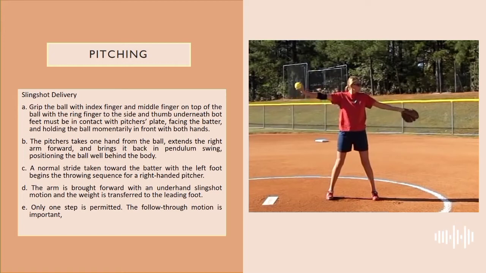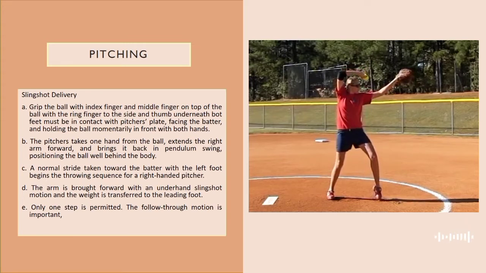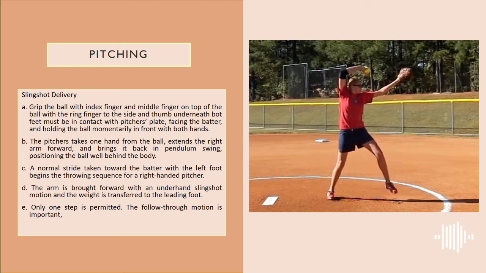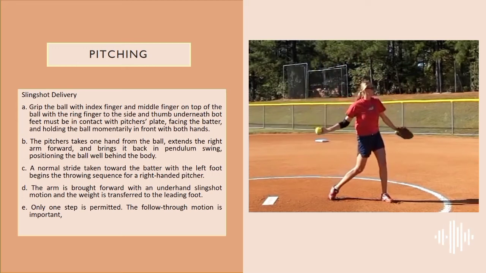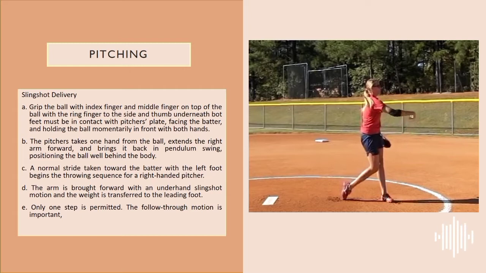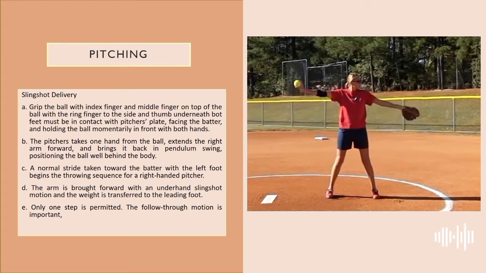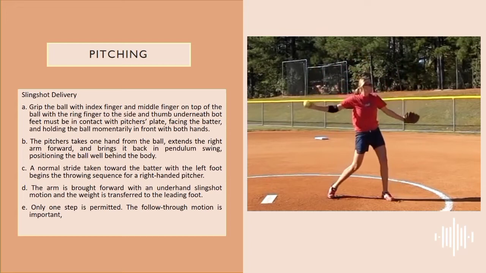B. The pitcher takes one hand from the ball, extends the arm forward, and brings it back in a pendulum swing, positioning the ball well behind the body. C. A normal stride taken toward the batter with the left foot begins the throwing sequence for a right-handed pitcher. So it is for the right-handed pitcher. Take note of that. Next, the arm is brought forward with an underhand slingshot motion and the weight is transferred to the leading foot. Lastly, only one step is permitted. The follow-through motion is important.